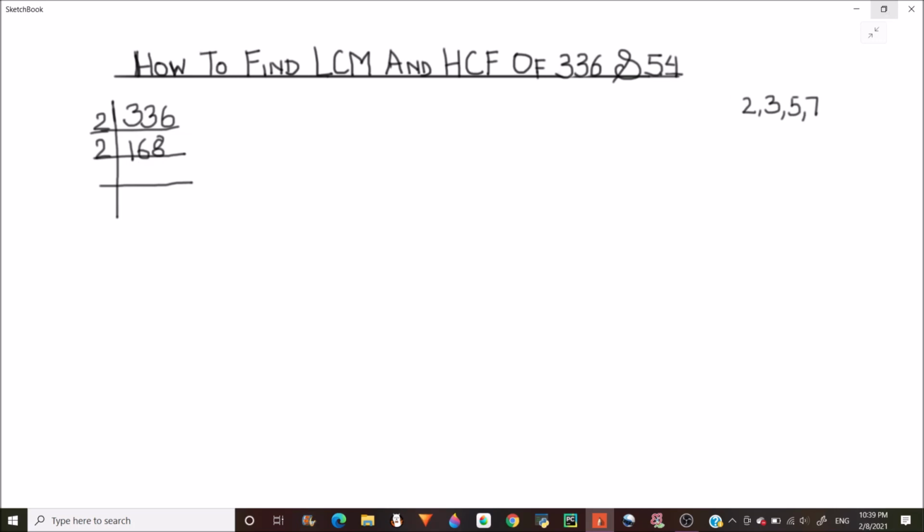So 2 times 8 is 16 and 2 times 4 is 8. Again we are going to use 2 as 84 is an even number. 2 times 4 is 8 and 2 times 2 is 4. 2 times 2 is 4 and 2 times 1 is 2.